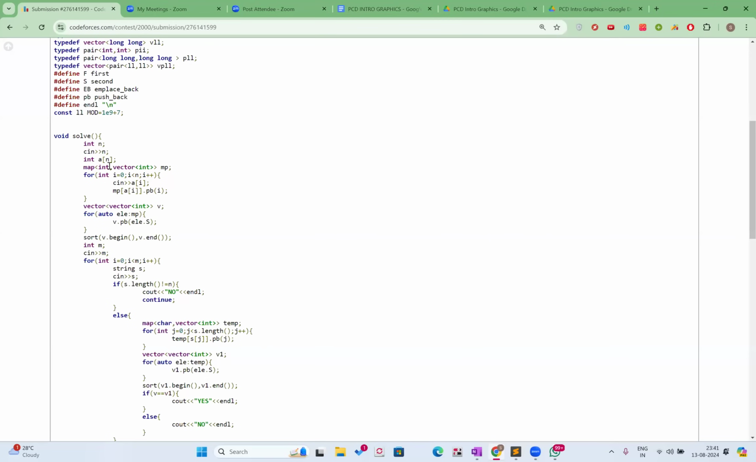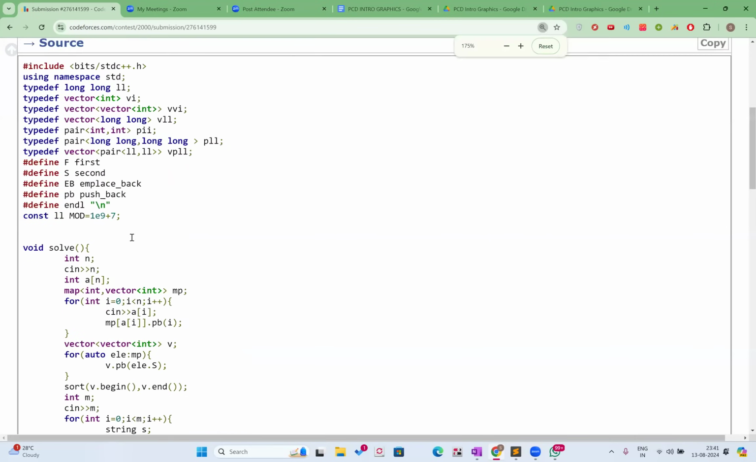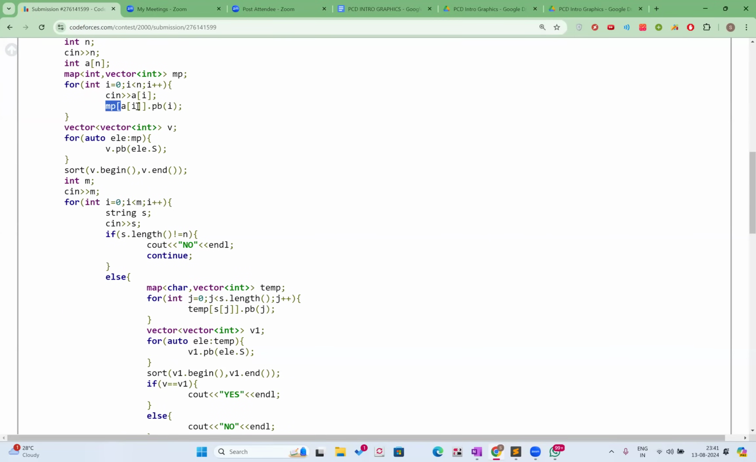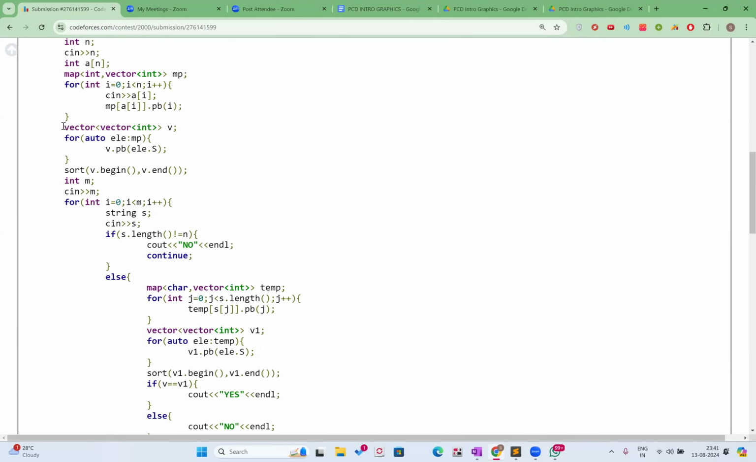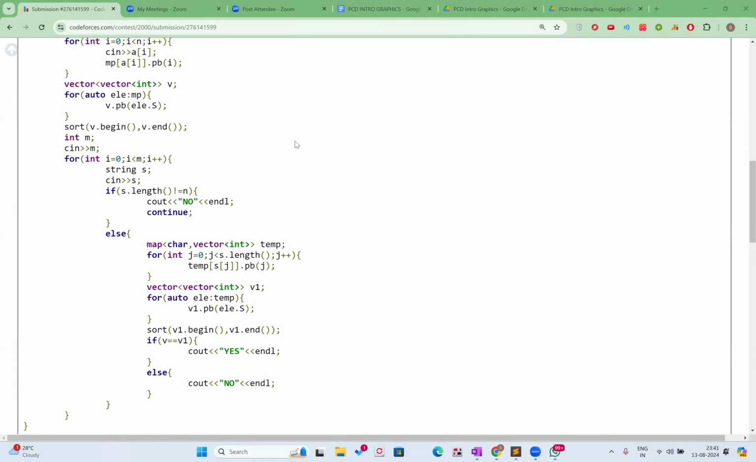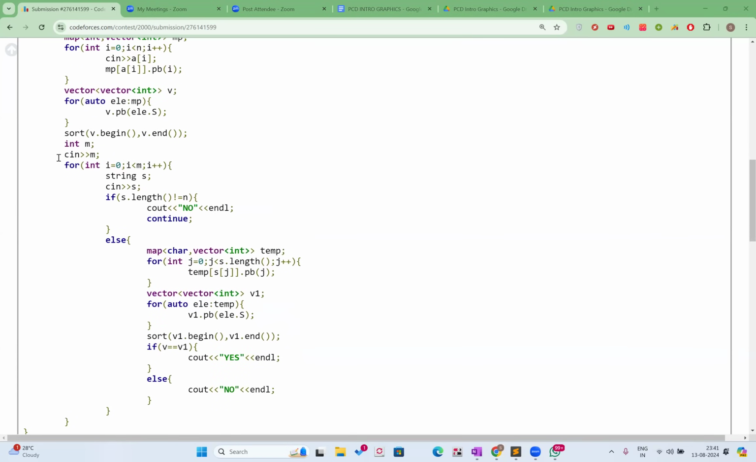Now I'm taking the input and I'm just pushing back the indexes where A[i] occurred. So mp[A[i]], I'll just push back i into it. So basically all the indexes where that value occurs is pushed back. And I have created the vector of vector for the initial array.